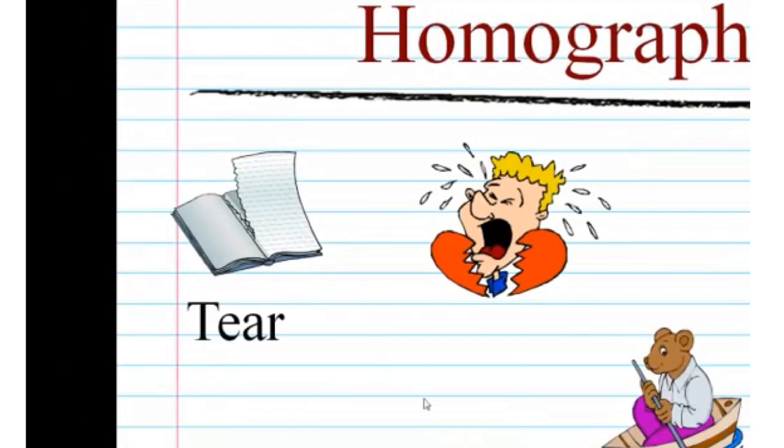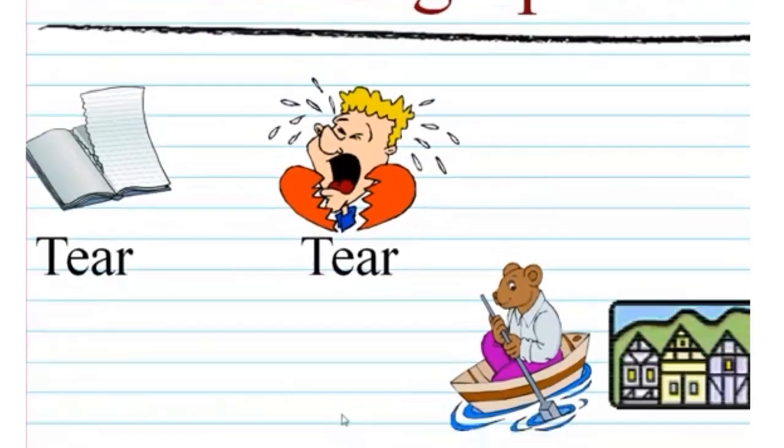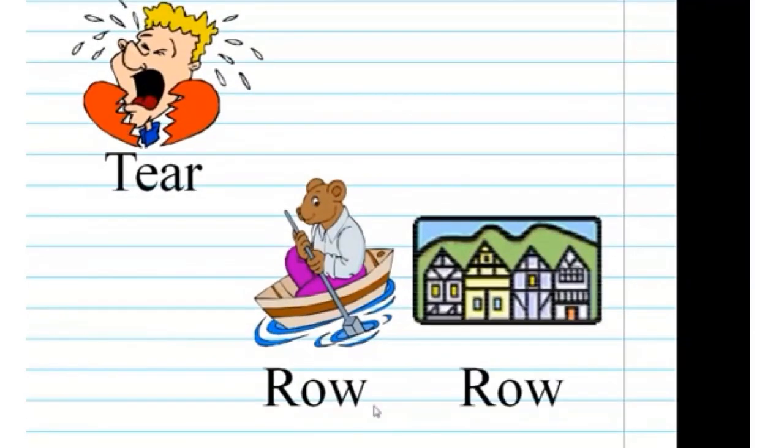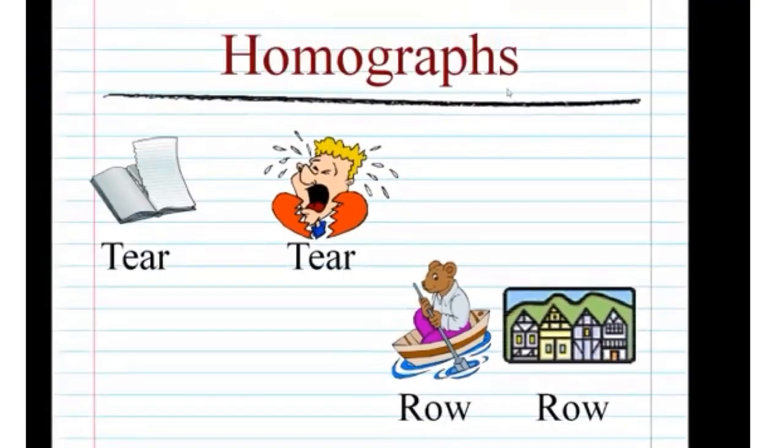To tear the page of a book, or to have tears. These are spelled the same, however, they are said differently and they mean different things. Row and row. To row the boat or a row of houses. Said the same, different meanings. Homographs, same written ways.